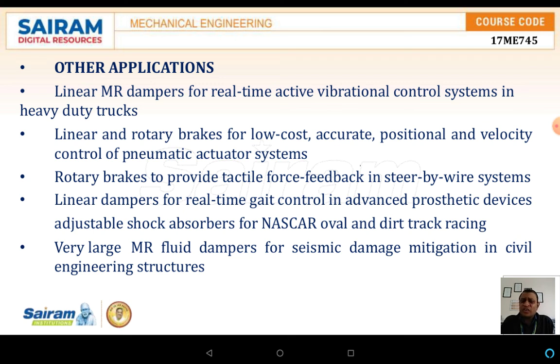Linear as well as rotary brakes are used for low cost and accurate position and velocity controlled, as well as pneumatic actuator systems. Very large MR fluid dampers for seismic damage mitigation in civil engineering structures are one of the best examples for the civilian field.